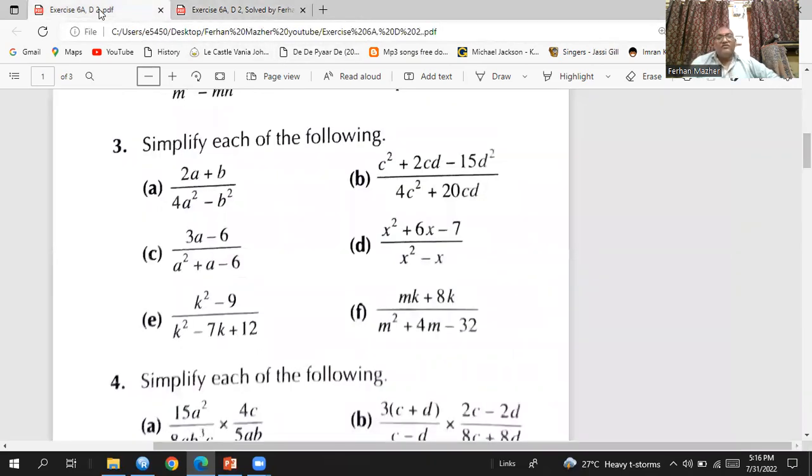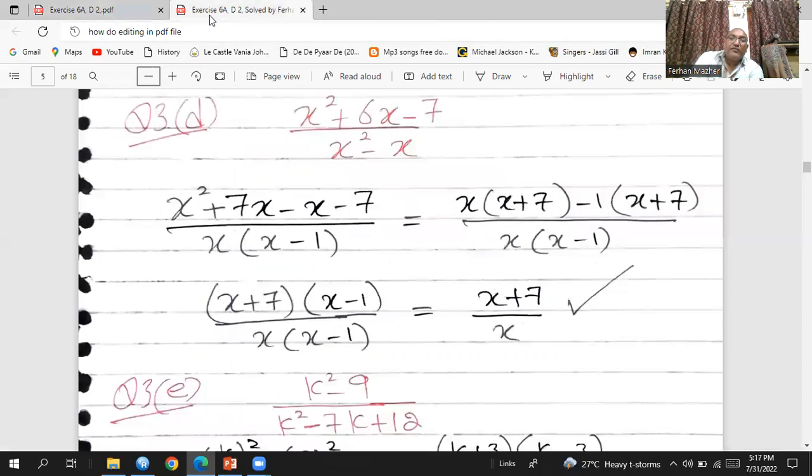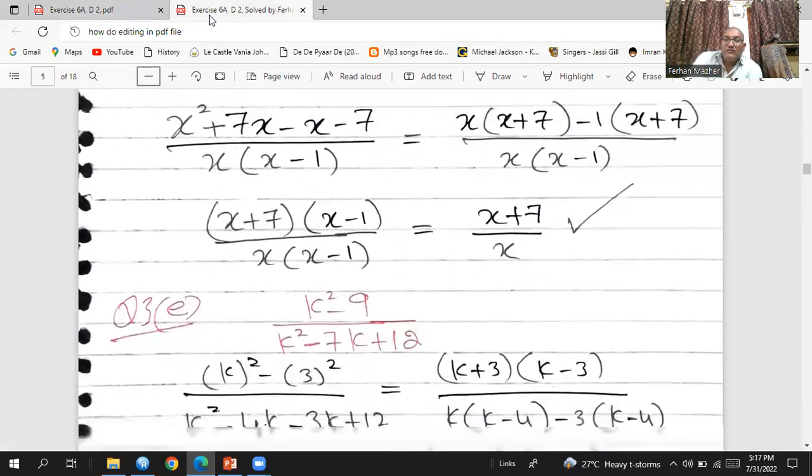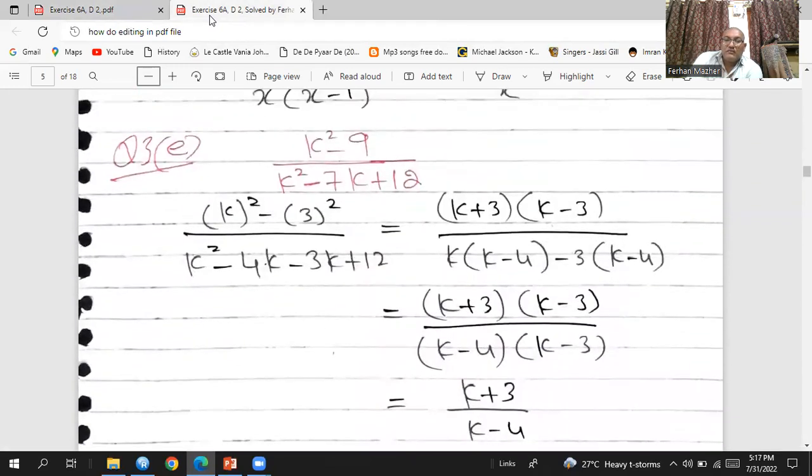Now we are going to question number 3, the E part. It says (k² − 9) divided by (k² − 7k + 12). In the numerator, there are two perfect squares with a negative between them, and in the denominator, I will do the middle term breaking. In the numerator, I will write k² − 3², which can be written as (k + 3)(k − 3). In the denominator, you multiply the extreme terms, you get 12.